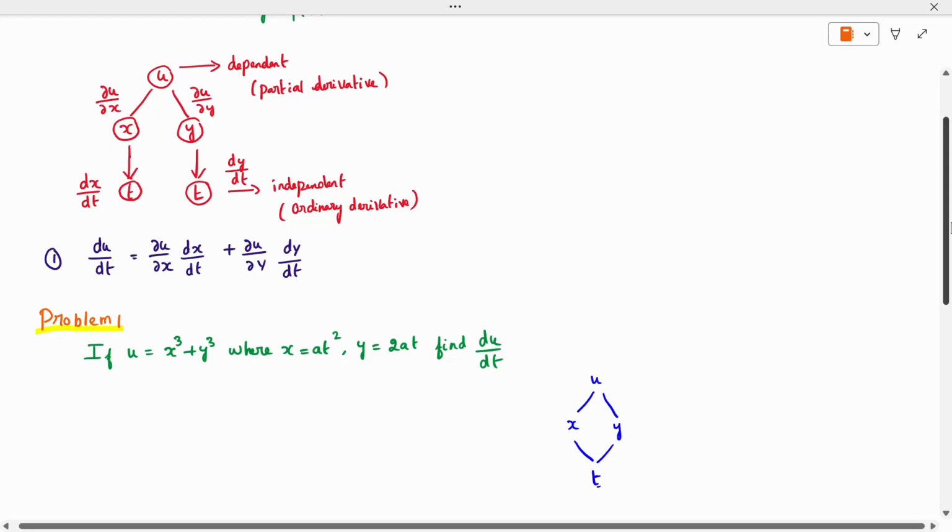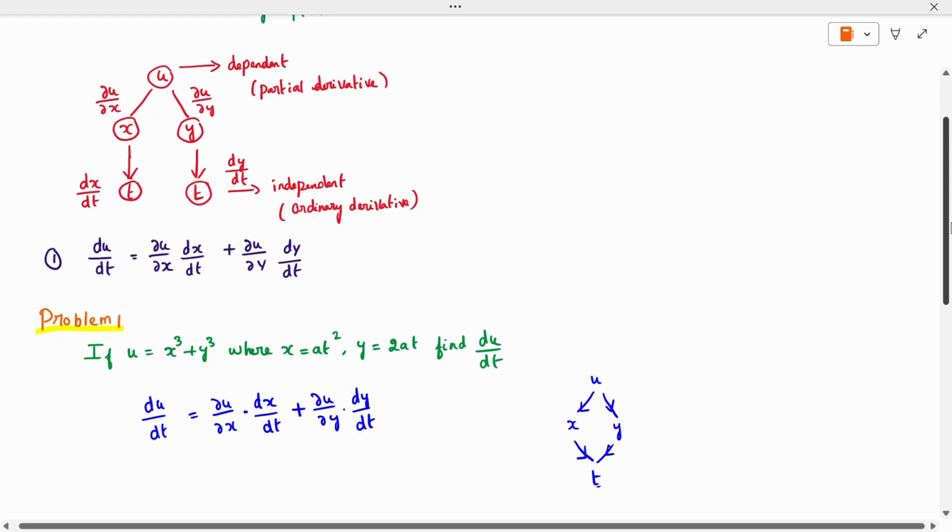So now I will write the formula for du by dt, since only that is asked in the question. du by dt is nothing but dou u by dou x into dx by dt, plus, since I have completed the diagram on this side, I have to complete the other side also. So when I write the formula, it is dou u by dou y into dy by dt. So completed. This is our formula.